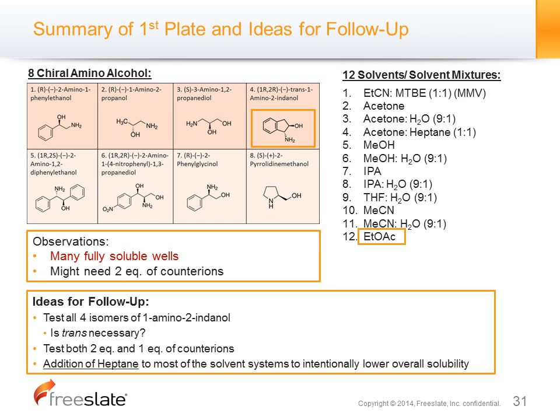Since the hit is still amino indinol and other things fail to show up, for the second follow-up we actually fix it on this amino. In this particular case, the hit is a trans. We're thinking maybe cis is a possibility that will work. And we want to test both 2 equivalents and 1 equivalent of the counterion. And one of the big observations, marked in red, is that a lot of wells are fully soluble.